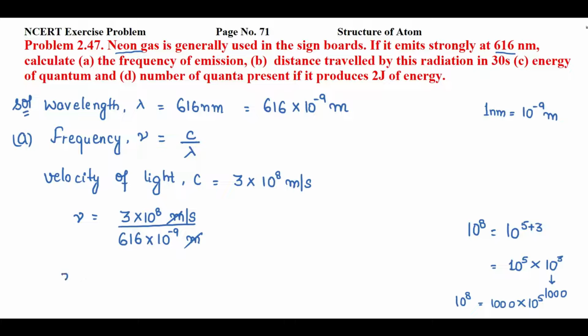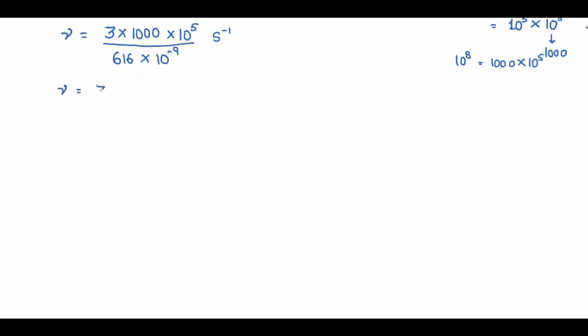Simply displace this value. So nu equal to 3 into 1000 into 10 raised to power 5 and it will be divided by 616 into 10 raised to power minus 9. Unit we are having second inverse only. 3 into 1000, it will be 3000 into 10 raised to power 5. Now this 10 raised to power minus 9 is negative in denominator. When I'll take this power in numerator, it will change its sign, right? So it will be 10 raised to power 9 divided by 616 and unit I am having second inverse only.